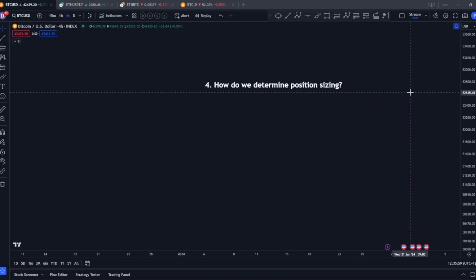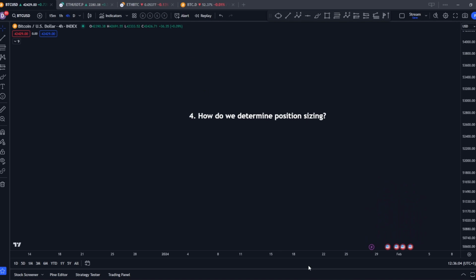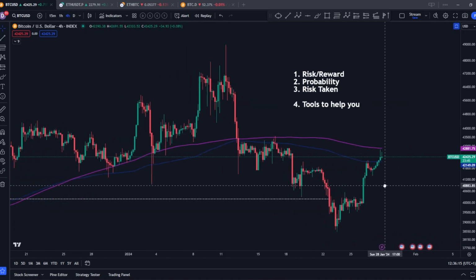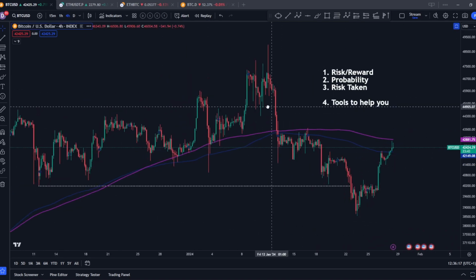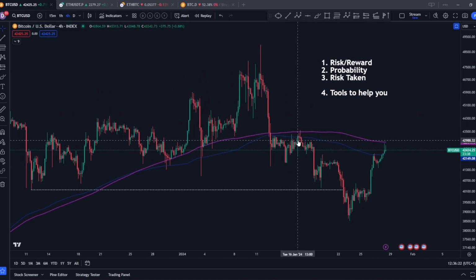And then the fourth point, which is much easier than people think, but something where everyone goes wrong. Once we've determined all these things, how are we going to determine how big our size should be? Well, we're just going to go through the chart. And let's say, just going back in hindsight a bit, we want to short here because this is the 4-hour 200 EMA and MA, and we're seeing Bitcoin rejecting and rejecting here. So we want to short here.